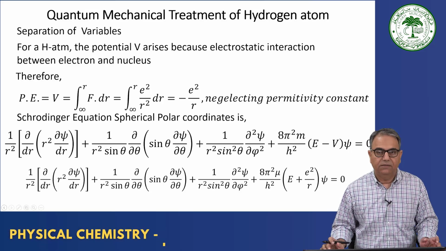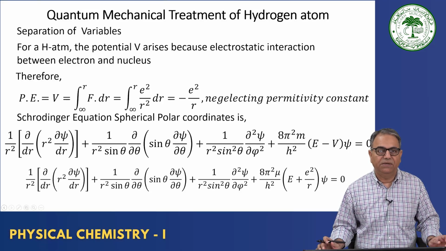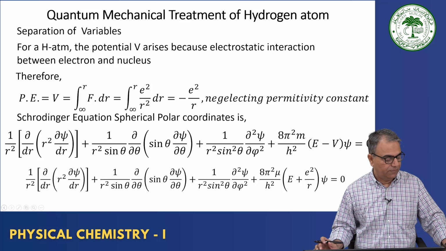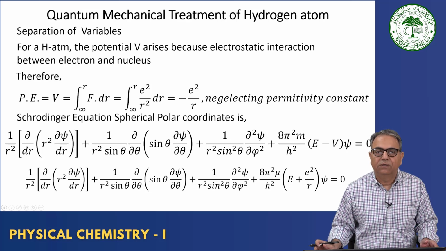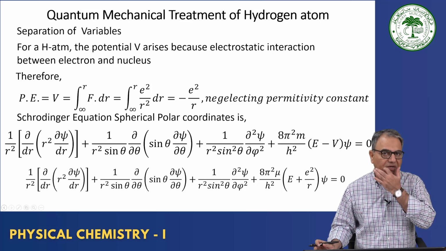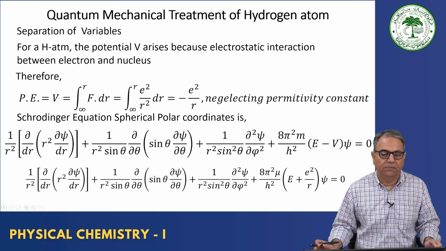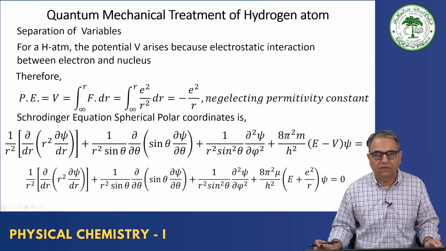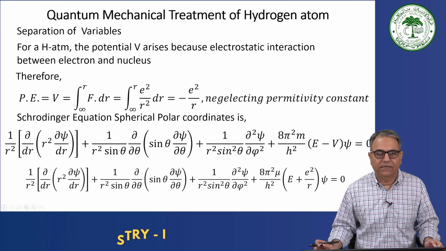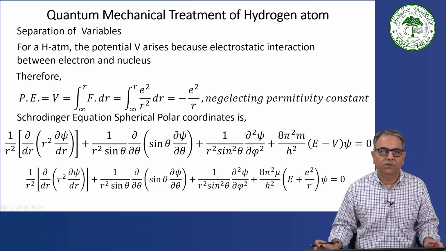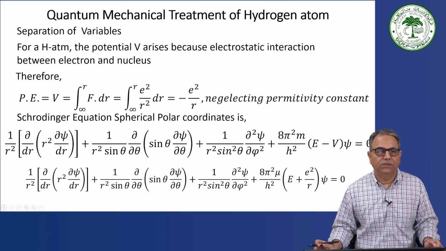So we will start talking about, in the previous few modules, I have talked about the solution of Schrodinger wave equation for different model systems. We talked about simple harmonic oscillator and rigid rotors. Now I am going to talk about a real system, that is a hydrogen atom.